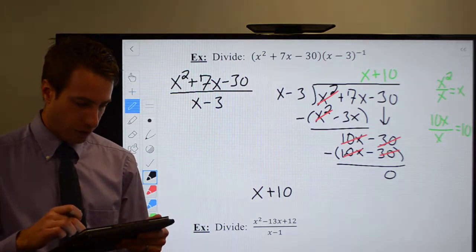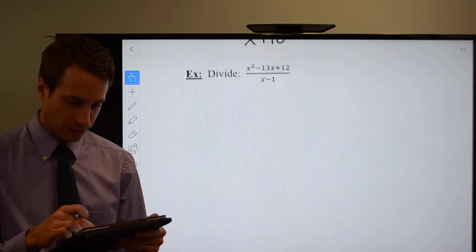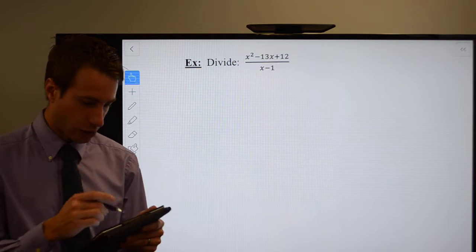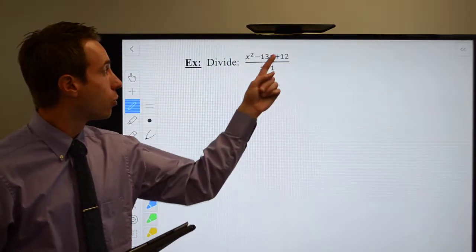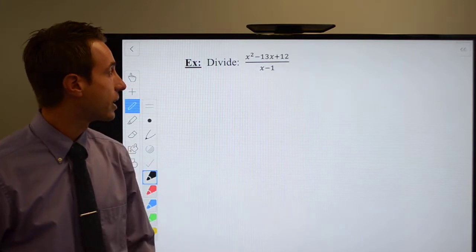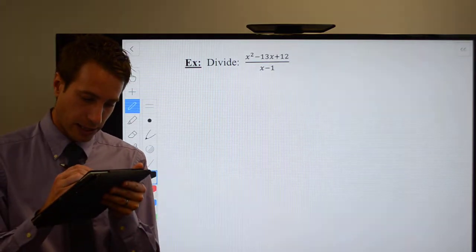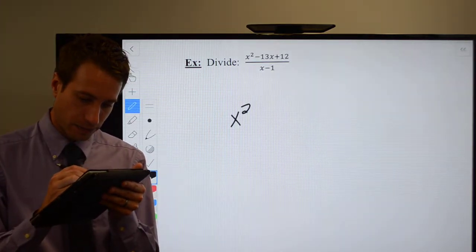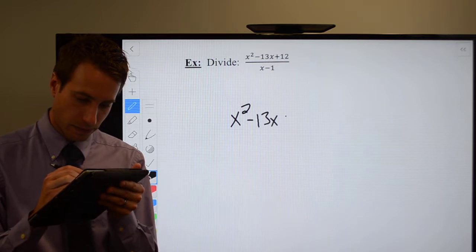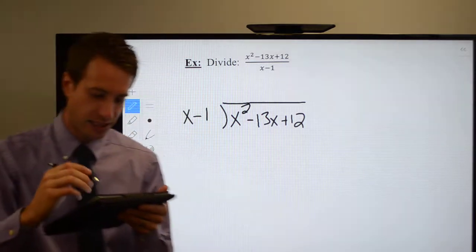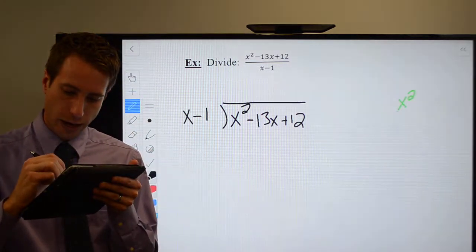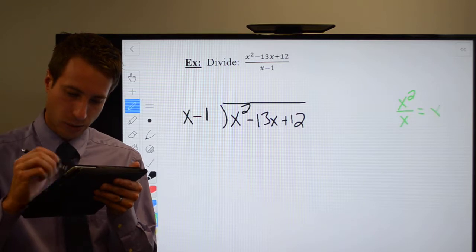All right, one more here for you before we try something else. Let's go ahead and do this one. Check and see if you need a placeholder. 2, 1, 0. I don't need any placeholders, so we're all set to set this guy up. All right, step 1 is to divide. X squared divided by x is going to be equal to an x.